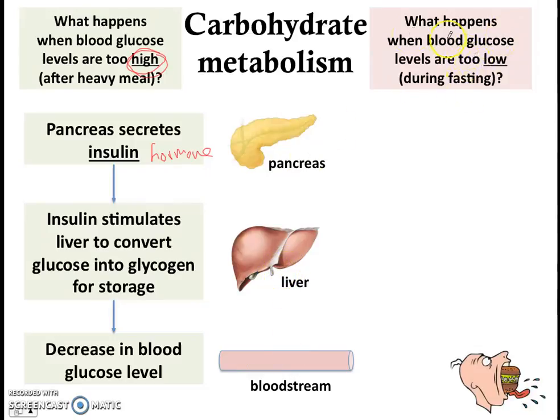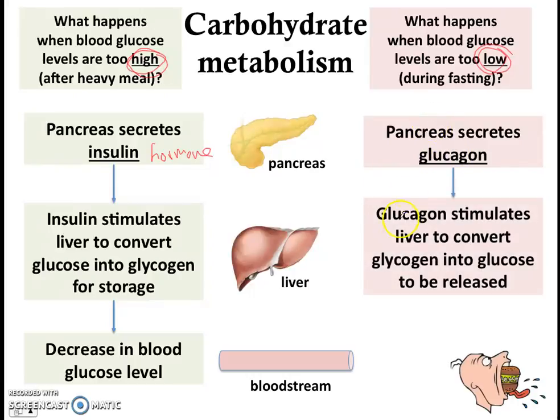Now what happens when blood glucose levels are too low? For instance, if you've gone on a long fast, you haven't eaten for a while. What your pancreas does is that it secretes a different hormone, this time a hormone called glucagon, right? Glucagon. Sounds a bit like glucose gone, right? Well, when glucose is gone, when there's too low of blood glucose, the pancreas secretes glucagon, and glucagon stimulates the liver to convert the glycogen that is stored back into glucose.